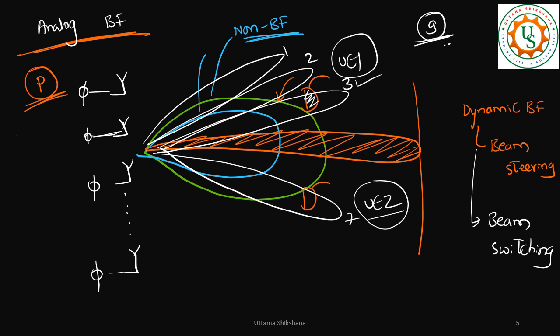Now we got to know that with analog beamforming, the advantage is that we can transmit the beam for a longer distance. But the disadvantage is that we will not be able to cover multiple UVs in a single beam, so we have to do beam switching, beam steering and all. But apart from this, there is one more problem.